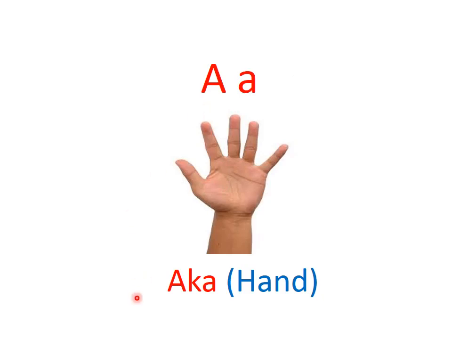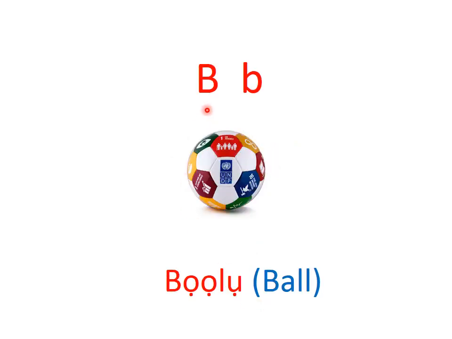A as in aka, hand. B as in ball. We don't have ball in Igbo as it were, but the word is borrowed and adapted, which is allowed in language. So we have ball.